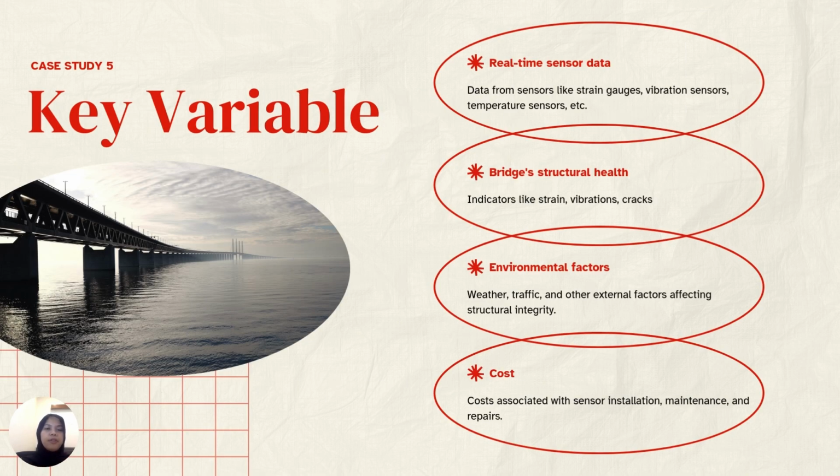So the key variables are: 1. Real-time sensor data, data from sensors like strain gauges, vibration sensors, temperature sensors, and so on. The second one is the bridge's structural health indicators, like strain, vibrations, and cracks. The next one is environmental factors: weather, traffic, and other external factors affecting structural integrity. And the last one is cost: costs associated with sensor installation, maintenance, and repairs.